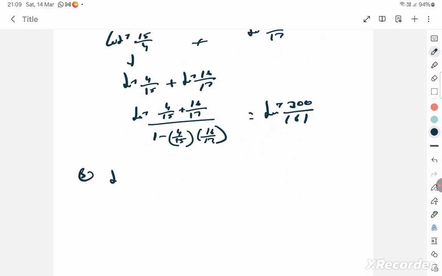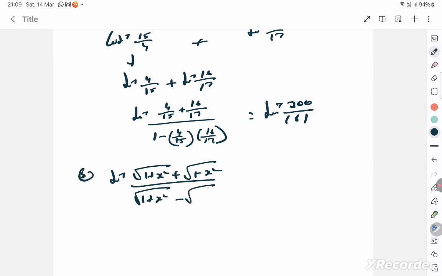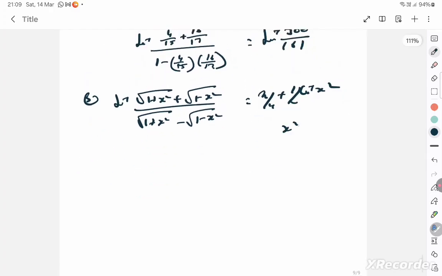Fifth question. Tan inverse of root of 1 plus x square plus root of 1 minus x square by root of 1 plus x square minus root of 1 minus x square. You have to prove that to be equal to pi by 4 plus half into cos inverse of x square. Again here x square is cos theta. Theta is cos inverse of x square.